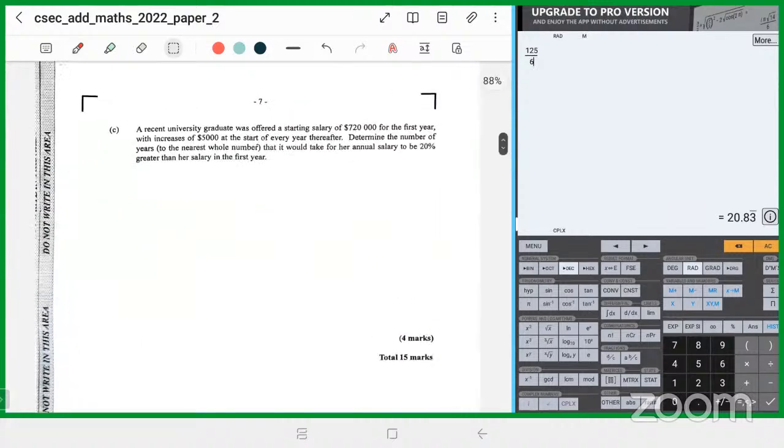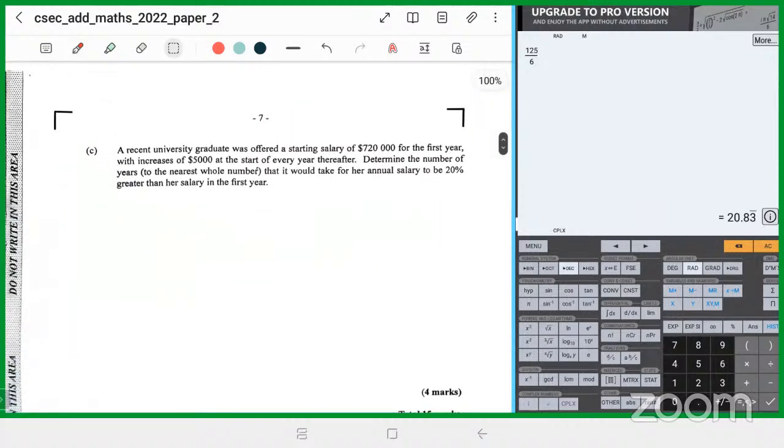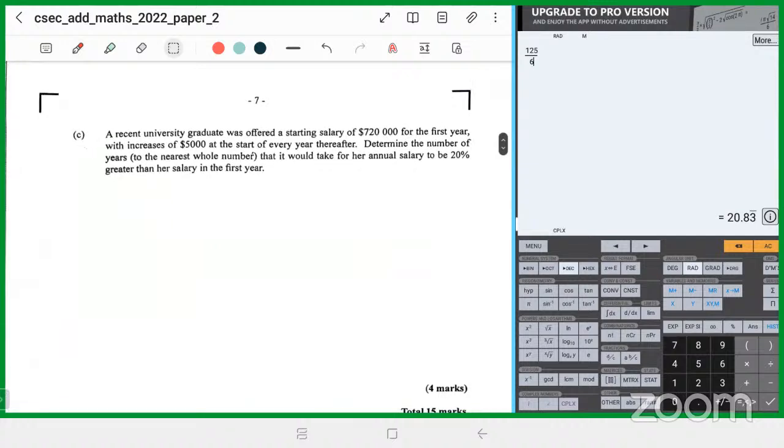So watch this now. Firstly, the D is 5. I don't have to put the thousands here now. I know that I'm working in thousands. So my starting point is 720,000, my common difference is 5,000. So my A equals 720.